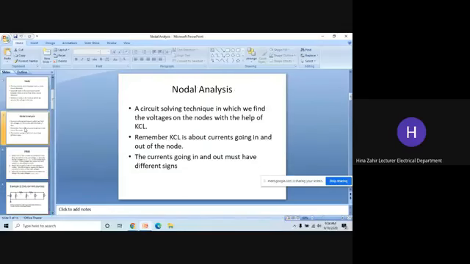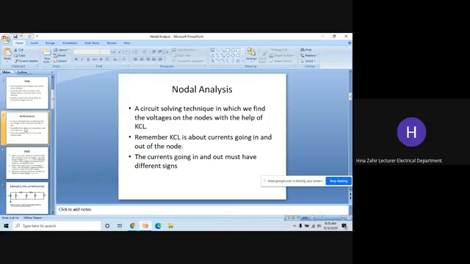Now whenever we are talking about nodal or nodes, the law that comes into our minds is actually Kirchhoff's current law. Because we say that currents entering a node must be equal to currents leaving a node. So that is Kirchhoff's current law. So we are talking about Kirchhoff's current law and node.